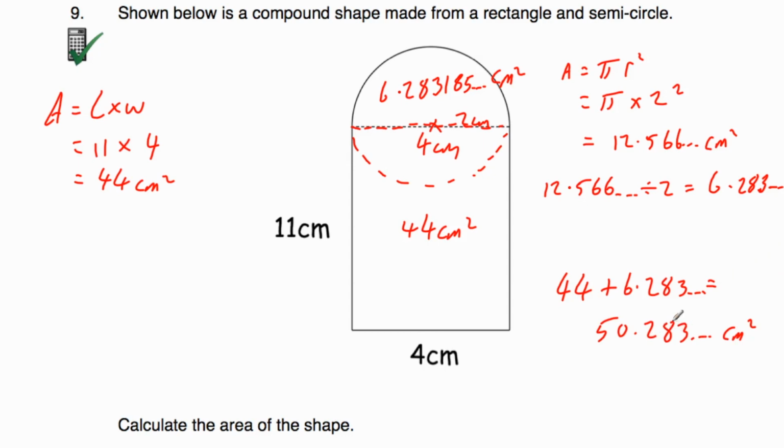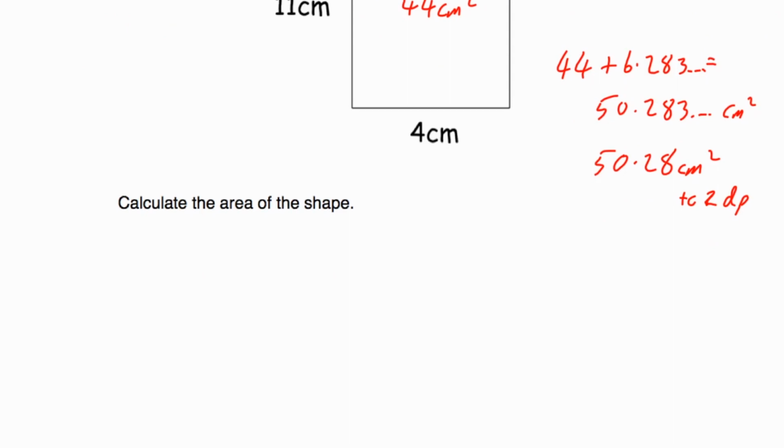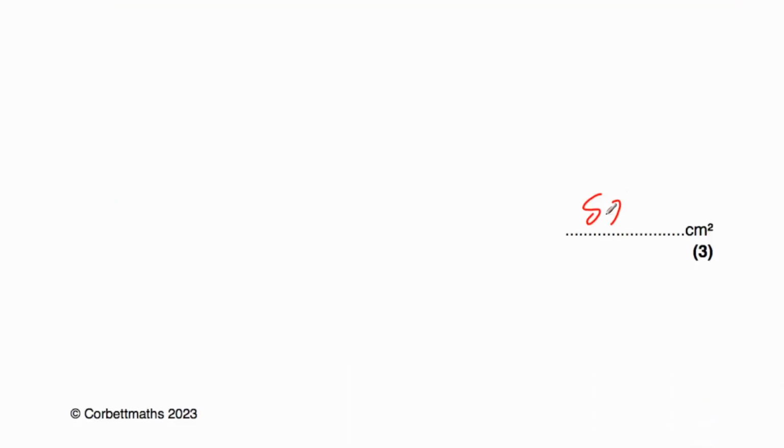And let's round our answer to 2 decimal places. So that's going to be 50.28 centimeters squared to 2 decimal places. And that's it. So 50.28. Okay, let's have a look at our next question.